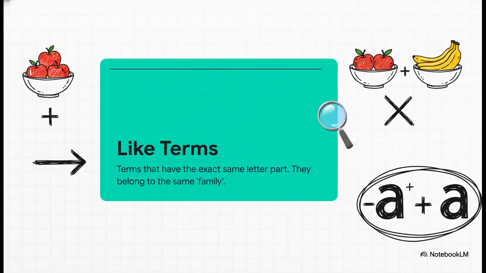So what in the world are like terms? Well, like terms are terms that have the exact same letter part. Think about it like fruit. If you have 3 apples and you get 2 more apples, you can combine them to get 5 apples, right? But if you have 3 apples and 2 bananas, you can't combine them. You just have apples and bananas. It's the same in algebra. Terms with the same letter belong to the same family and can be combined.